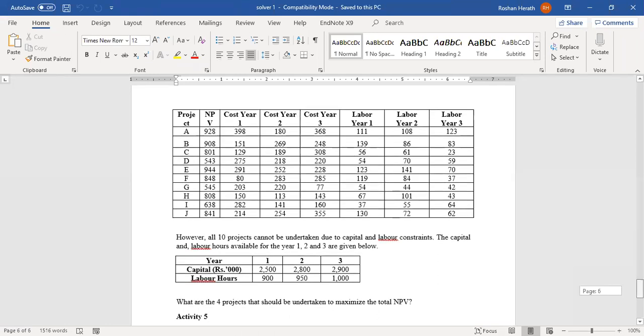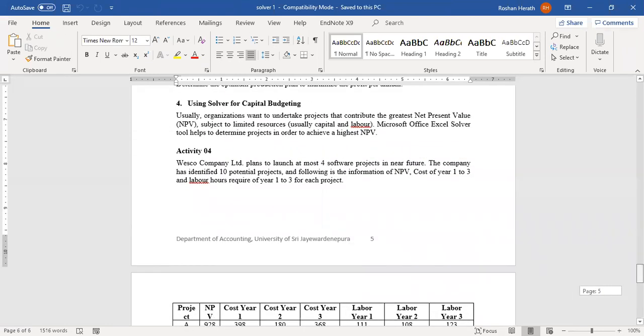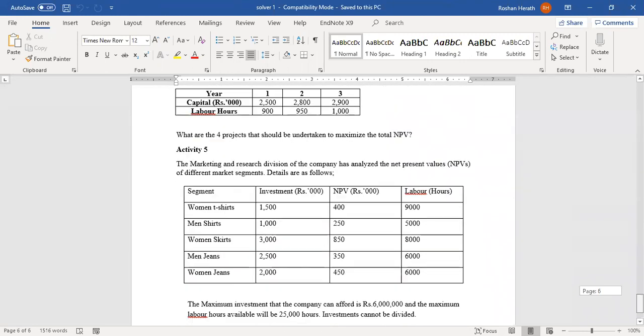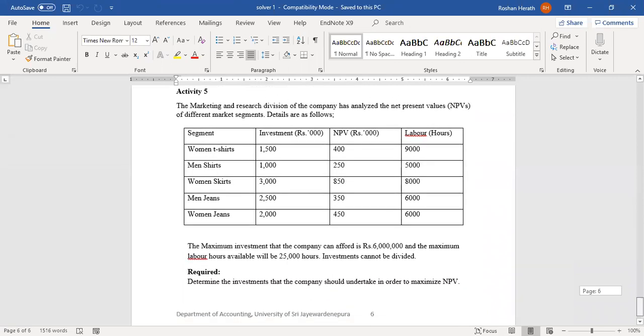Again, here we have discussed two activities, activity 4 and 5. But out of those, I might take one activity. In fact, these are some of the past paper questions as well. So we have tested something as such.